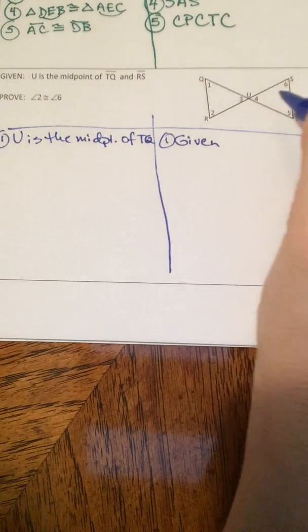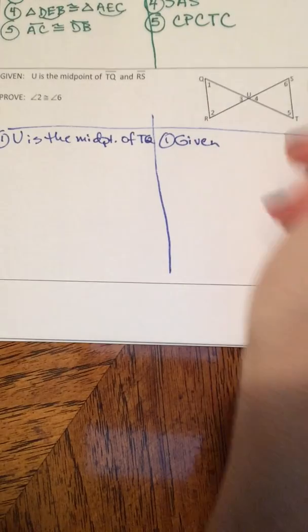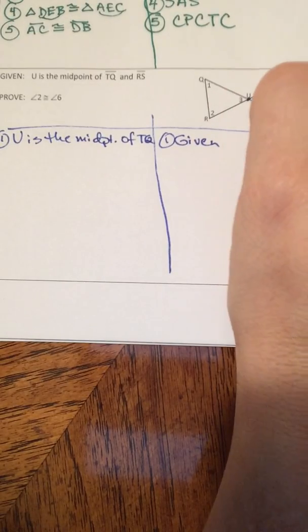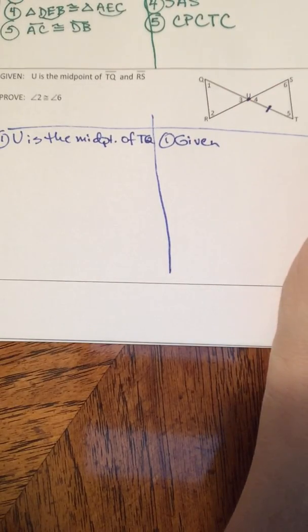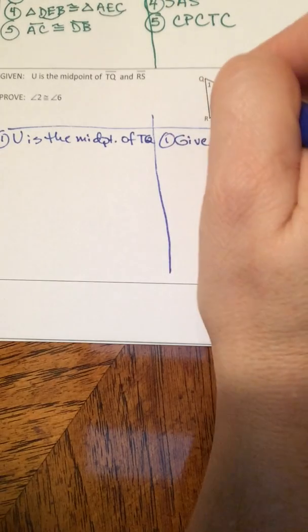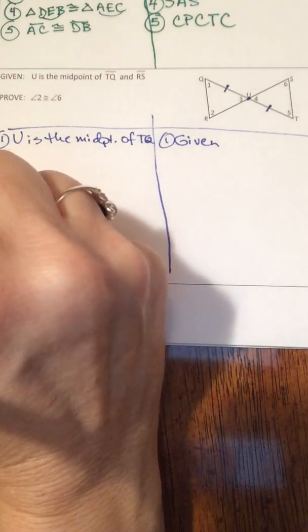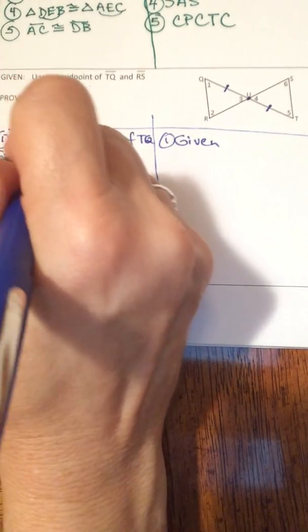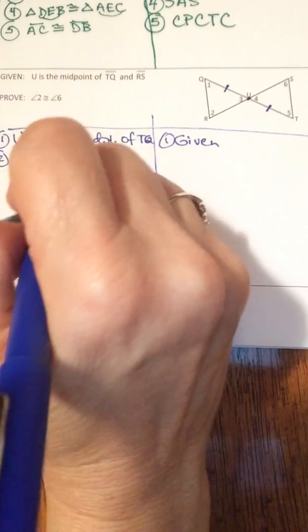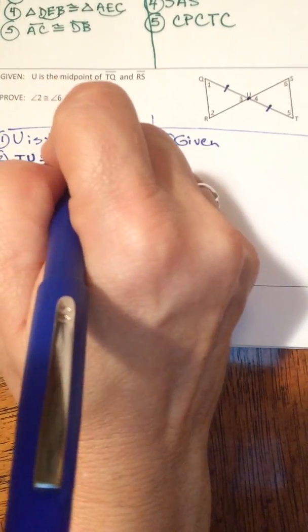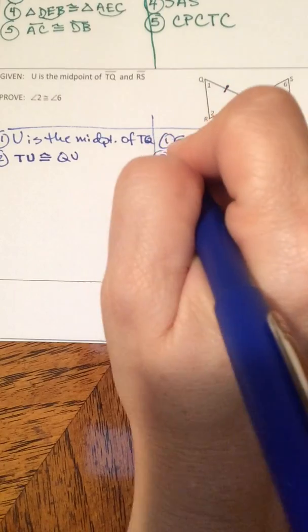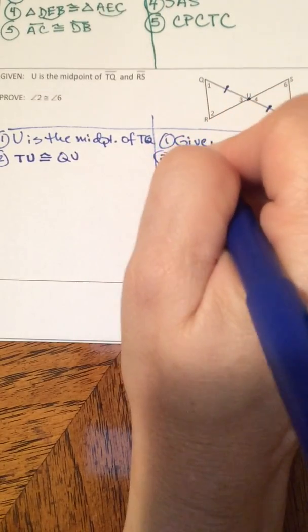So if you look at the picture, U is the midpoint of TQ, so it's the middle, so that means that TU will be the same thing as QU, and that would be my statement 2. So I'm going to say TU is congruent to QU, and the reason for that is it's the definition of a midpoint.